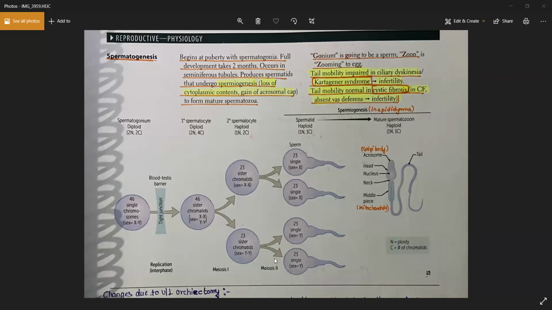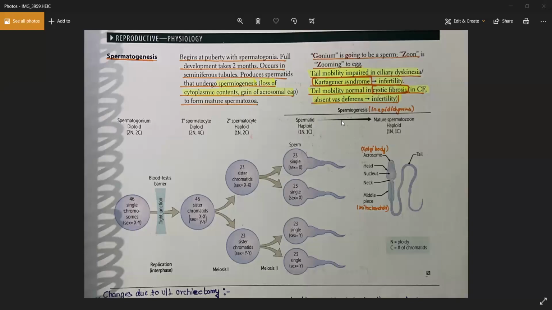Then meiosis 2 will occur, where you have a separation of sister chromatids, and after separation of sister chromatids, you become 1N and 1C, only one set of chromosomes with 1 copy, 1 sister chromatid, right? You will have a separation and you become the spermatids. So spermatogonium, spermatocytes, primary and secondary, and then the spermatids.